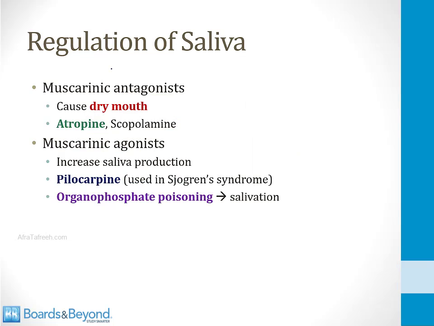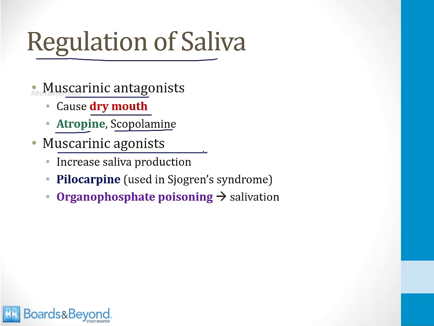There's a tie-in with pharmacology here that has to do with the regulation of saliva. Drugs that work as muscarinic antagonists are going to cause dry mouth because they block the production of saliva. So when drugs are administered like atropine or scopolamine, they're going to have side effects of causing dry mouth. Conversely, muscarinic agonists will increase saliva production. For example, pilocarpine is a muscarinic agonist. It's used in Sjogren's syndrome in order to stimulate saliva production.